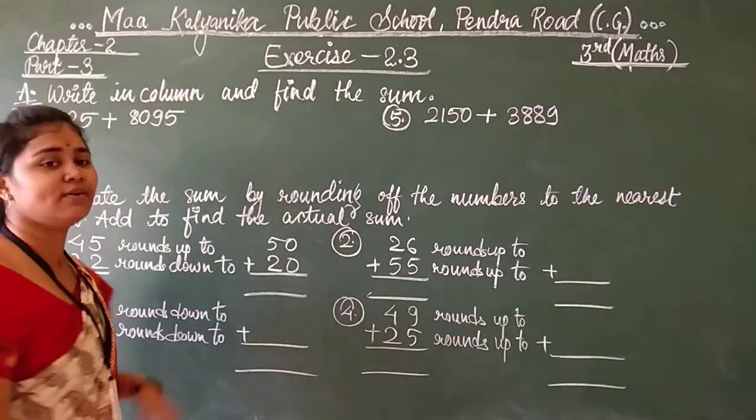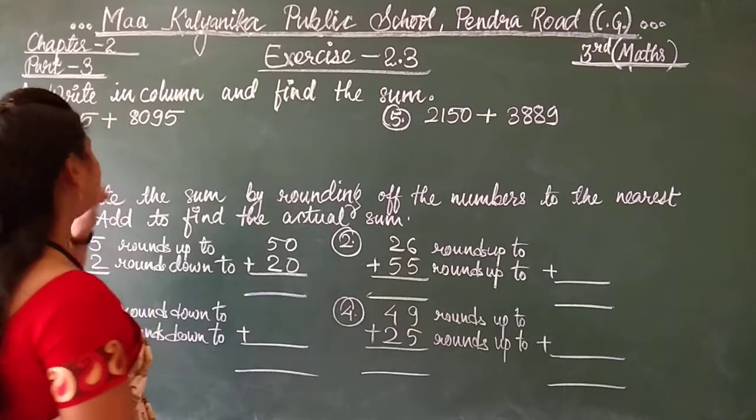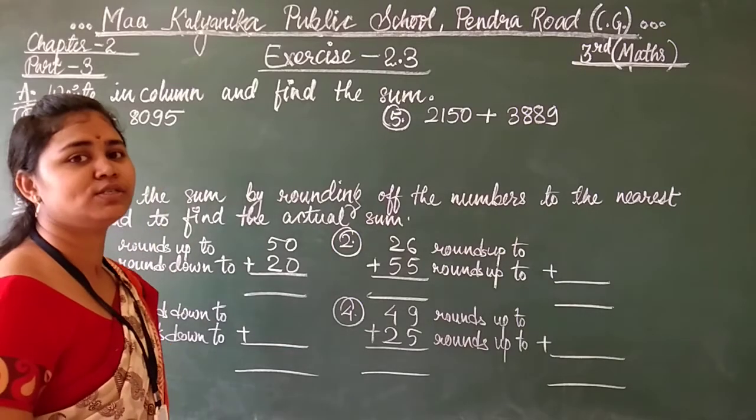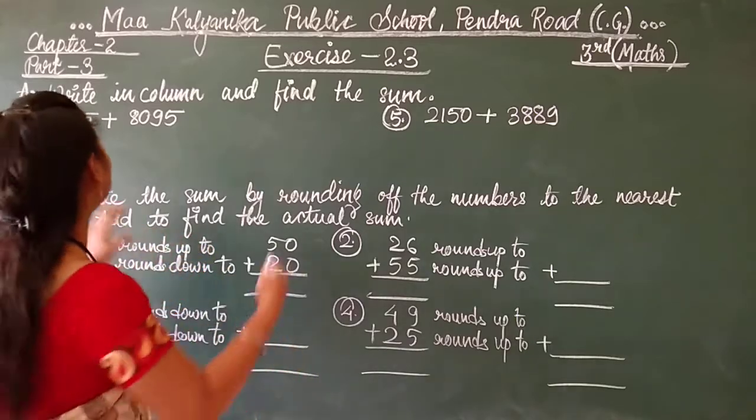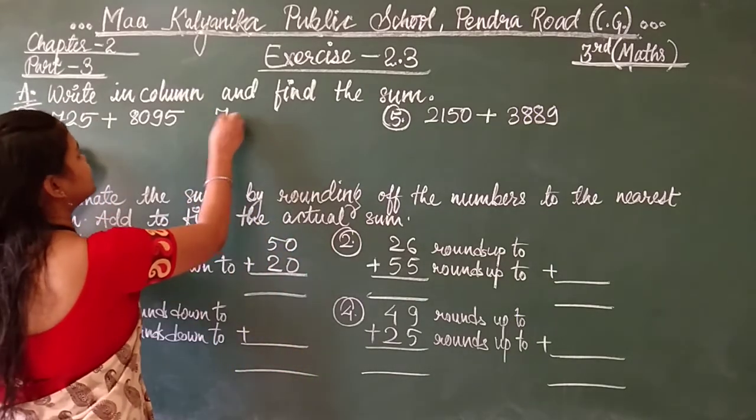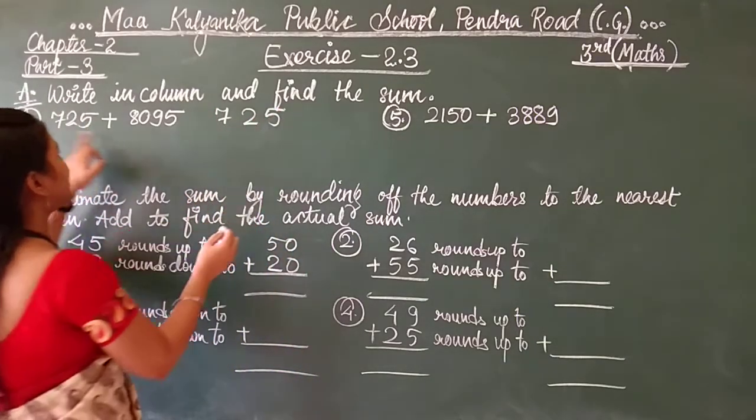So see students, we will start with question number 1. Write in column and find the sum. So students, you know how to write in column. This is given just horizontally. You have to write in column. So see, 725. How to write in column?